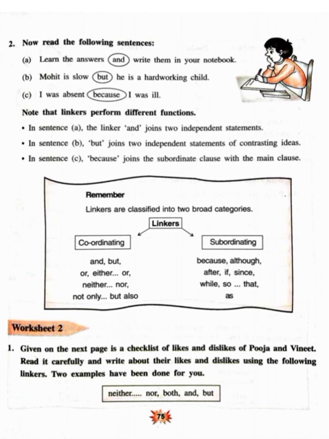Next is I was absent because I was ill. Here because joins the subordinate clause with the main clause. Here the subordinate clause is joined with the main clause with the help of because. So what you have to remember? You have to remember that linkers are classified into two broad categories. First one is coordinating linkers and second one is subordinating linkers. Coordinating linkers, for example, and, but, or, either or, neither nor, not only but also. And subordinating linkers are because, although, after, if, since, while, so, that, as.